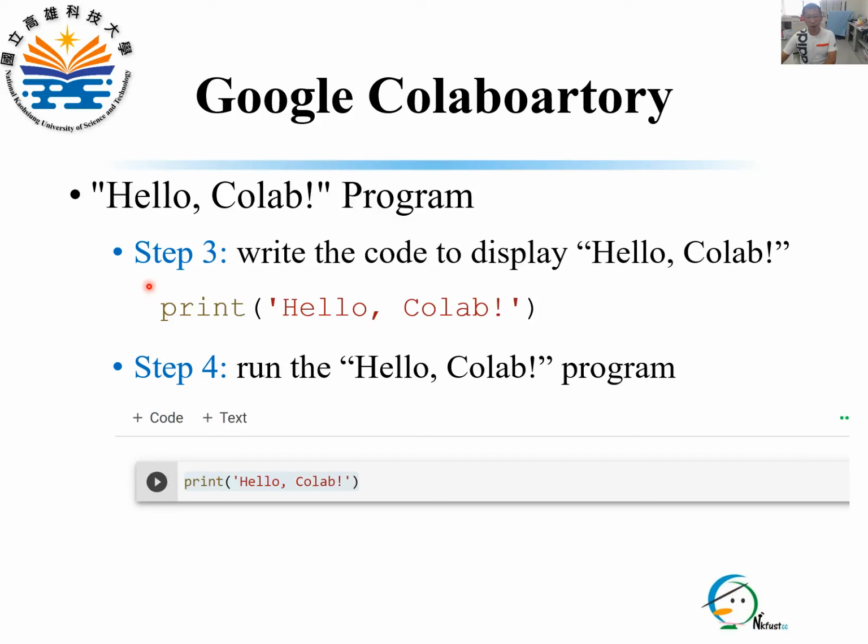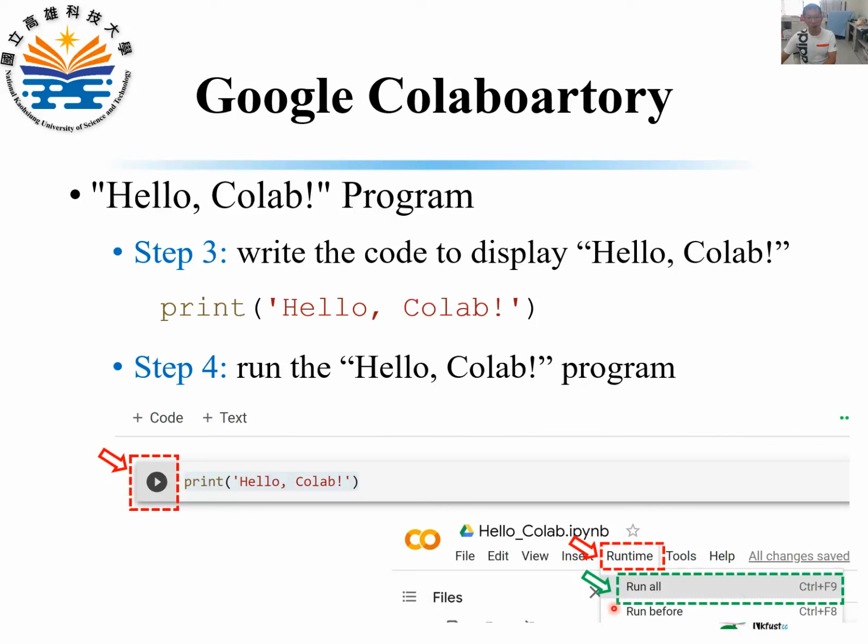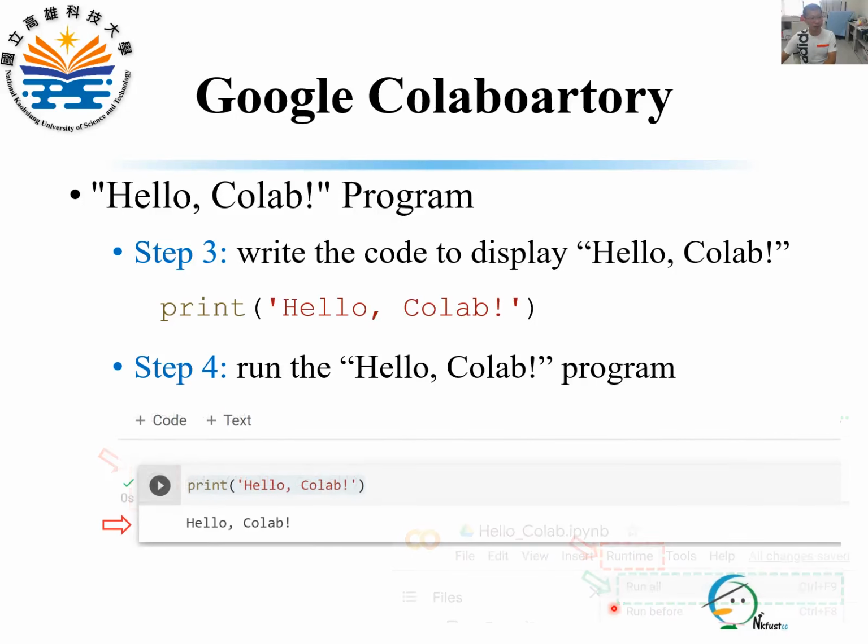Next, we write the Python code as below to display the message Hello Colab. After that, we run the program by pressing this button or selecting the Run All menu item. Here shows the output of the program. After introducing how to write and run the first program in Colab IDE, we next talk about how to write the program for basic image processing by using OpenCV.